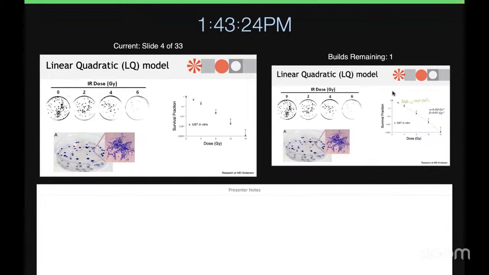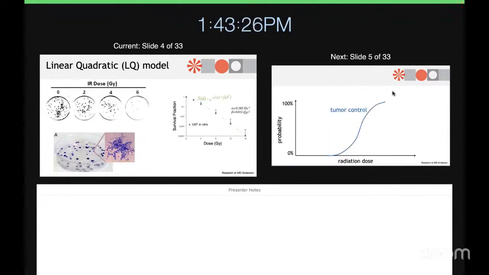We can then use a mathematical equation shown in green here, known as the linear quadratic model, to fit two parameters, alpha and beta, which are a linear component and a quadratic dose-dependent component. That's why it's called linear quadratic. And we can try to fit these data by calibrating these alpha and beta parameters. These two parameters are the cell-line specific, patient specific, tumor specific radiosensitivity parameters.